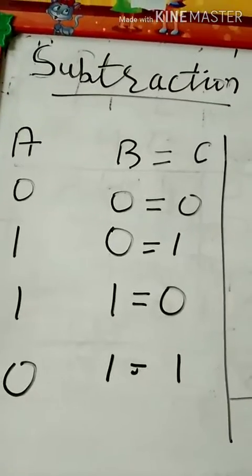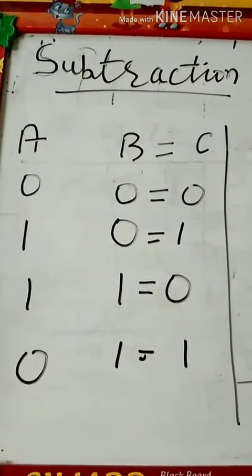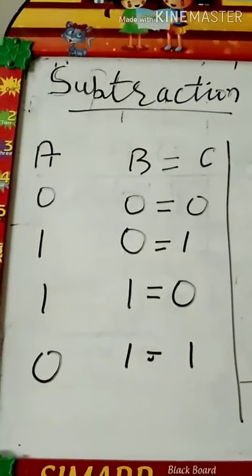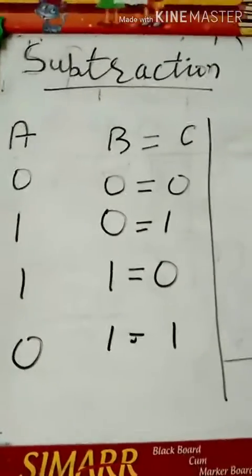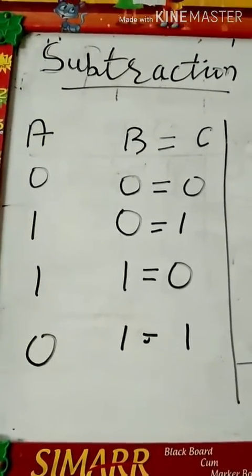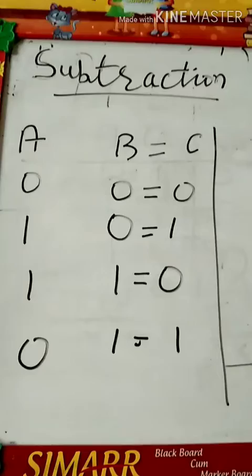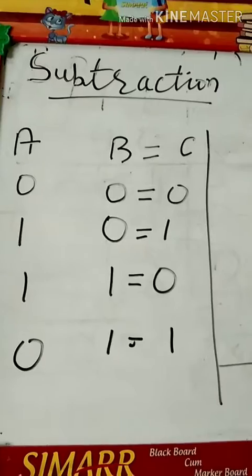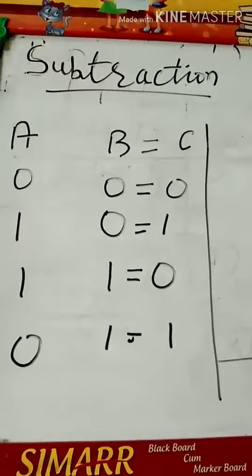Now students, here I can take the second arithmetic operation, subtraction. Here we follow rules just like in the addition method. First, 0 minus 0 is equal to 0, 1 minus 0 is equal to 1, 1 minus 1 is equal to 0, and 0 minus 1 is equal to 1 with a borrow. If we want to calculate a subtraction sum, we have to follow these rules.